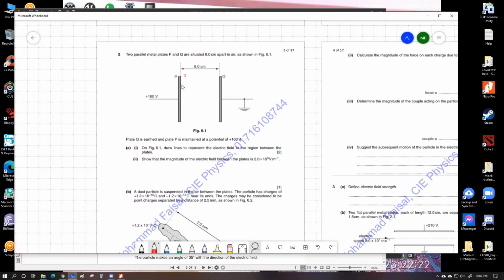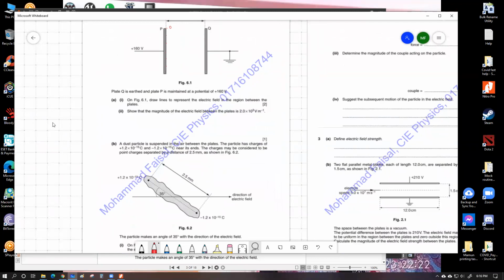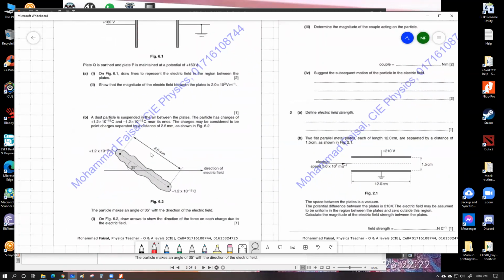Anyway, part 2 says show that the magnitude of the electric field between the plates is this much. So you just do V by d and you get this value, and you are good to go. This is not the important bit. Anyway, this was a bit informative. I'm interested in part B. Let me show you.